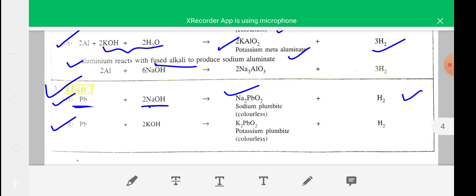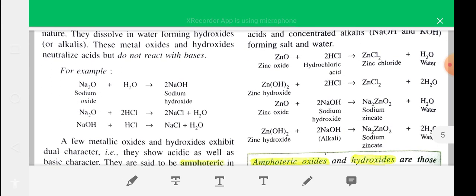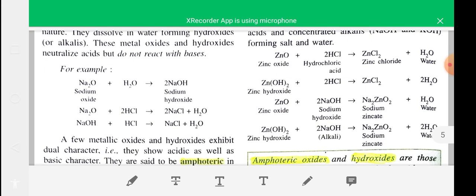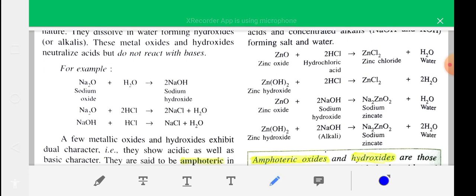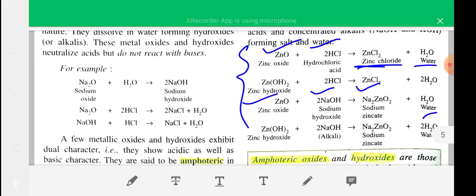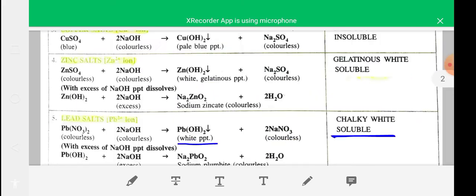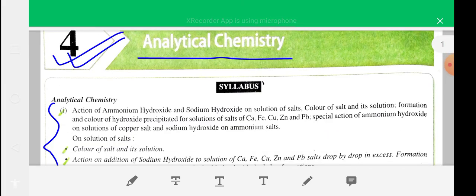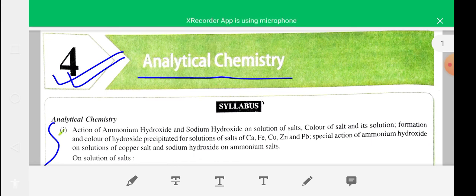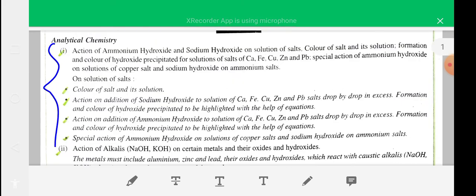So in this chapter many chemical reactions are given. You have to read all the chemical reactions. I have told you that zinc oxide is an amphoteric oxide. It can react with an acid like HCl to give ZnCl2 and water, and it can also react with sodium hydroxide, which is a base, to give sodium zincate and water. So zinc oxide, an amphoteric oxide, can react with both acids and bases. Mainly in this chapter you have to practice all the chemical reactions, and at the same time remember the observation of each type of chemical reaction. And this chapter is completed.